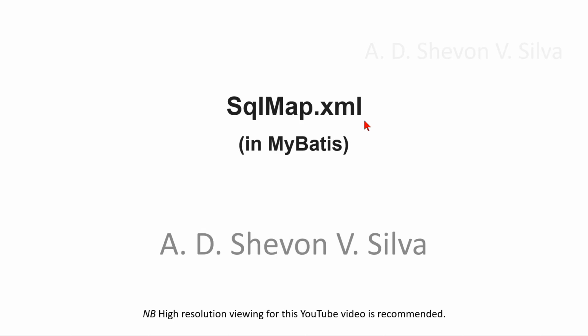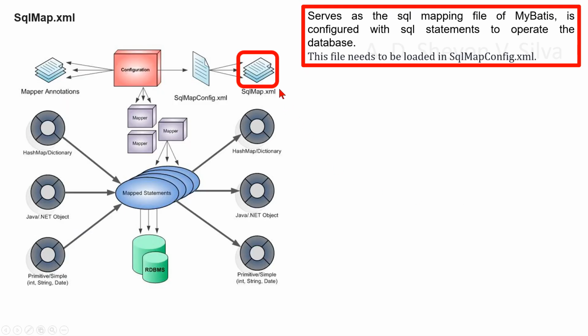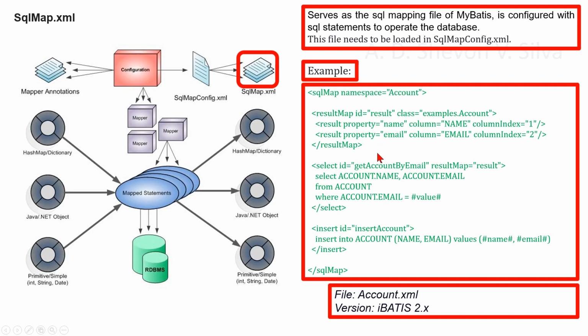SqlMap.xml in MyBatis. Now we are focusing on SqlMap.xml. It serves as the SQL mapping file of MyBatis and is configured with SQL statements to operate the database. This file needs to be loaded in SqlMap.xml. As an example, you can see here a sample account.xml file in MyBatis 2.x version.